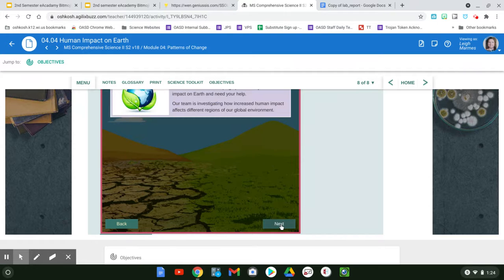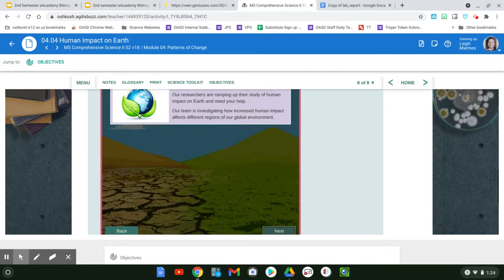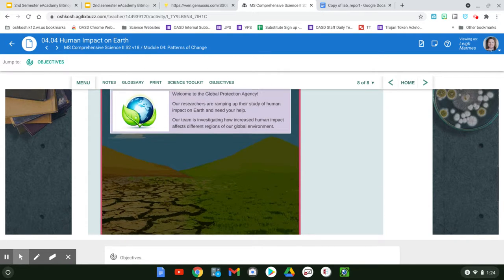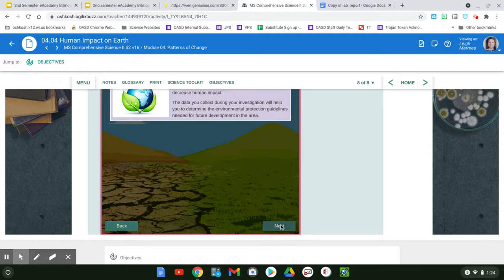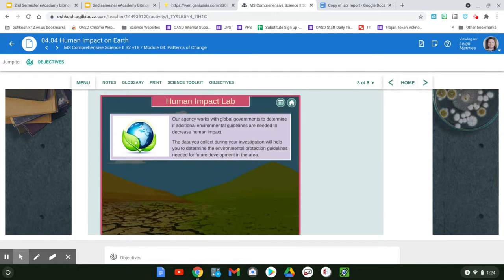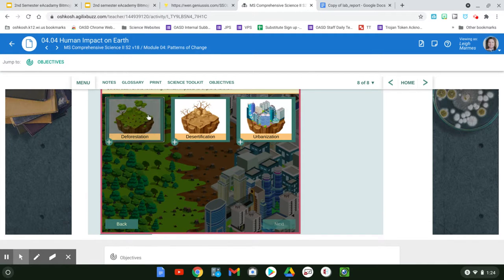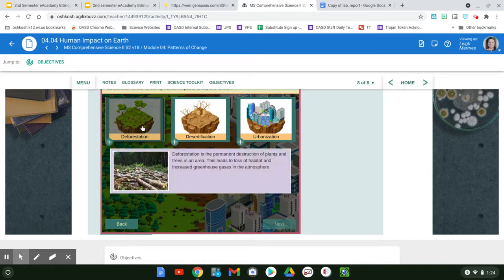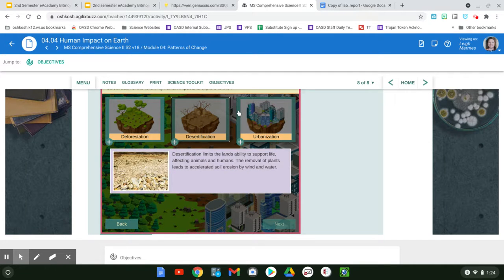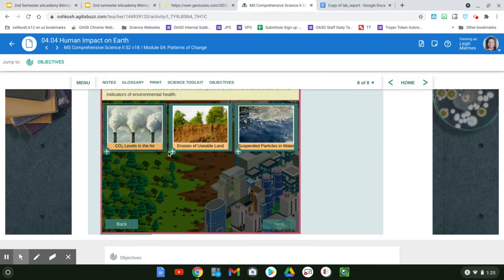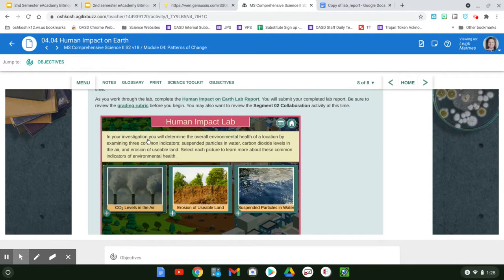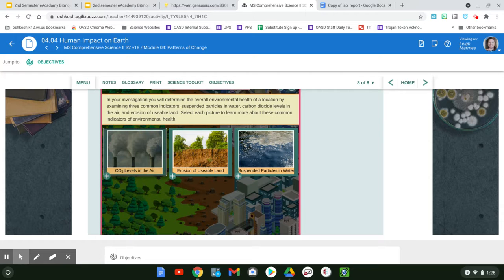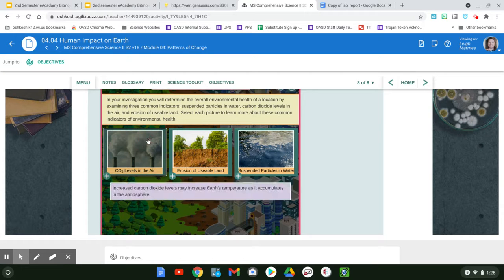Press next. You have to read a little bit about the Global Protection Agency and understand a little bit about what's going on here. And then you'll learn a little bit about deforestation, desertification, and urbanization. Okay. And then here are some of the problems. We've got CO2 levels in the air. You're going to explain why that's important and why it's bad.